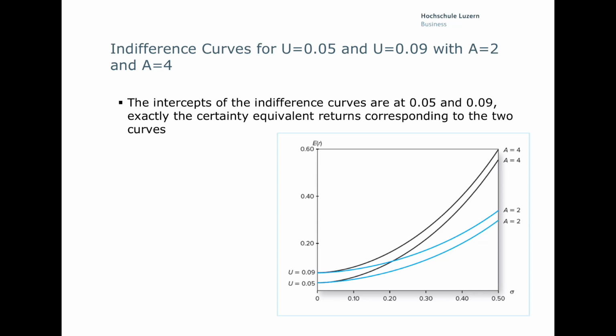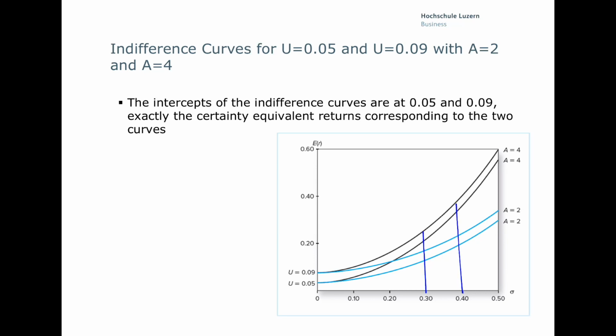From the previous table, we can plot the investors' indifference curves. Notice that the intercepts of the indifference curves are at 5% and 9%. This is exactly the certainty equivalent return corresponding to the two curves. Any investor would prefer a portfolio on the higher indifference curve with a higher certainty equivalent return. Portfolios on the higher indifference curves offer a higher expected return of 4% for any given level of risk.